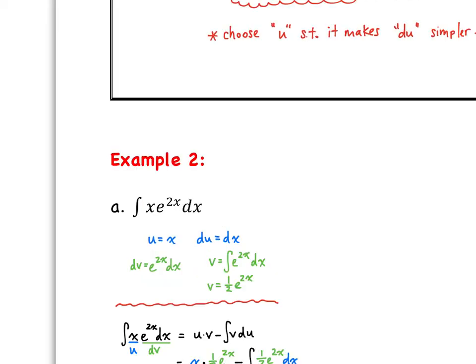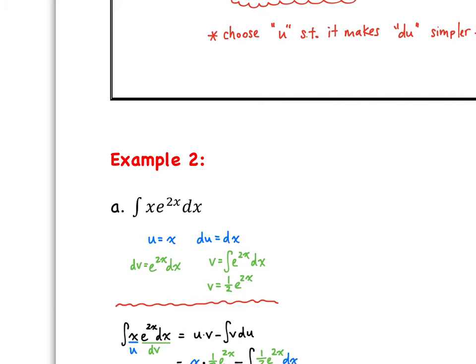Looking at this first example, we want to integrate x times e to the 2x dx. Now, if we just did a straight u substitution, we would probably say u is 2x, but then when we take the derivative we don't have this x here. So this is where we use integration by parts. If I let u be x, because remember, we want to choose a u that makes du simpler, then by taking the derivative of x, du is equal to dx.